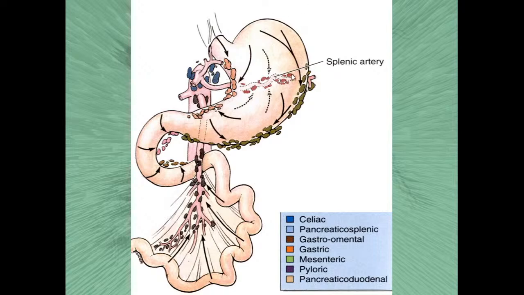And posterior to the stomach, you can see the group mentioned in the pancreas, the pancreatosplenic lymph nodes around the splenic artery. Then lymph is collected to the celiac lymphatic nodes, then into the intestinal trunk, thoracic duct, left venous angle.